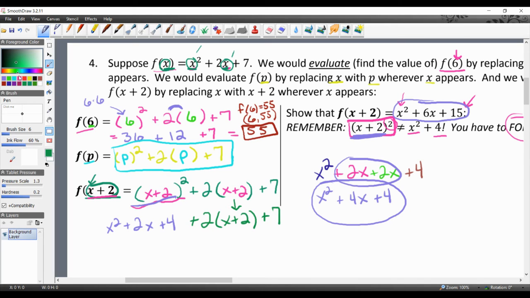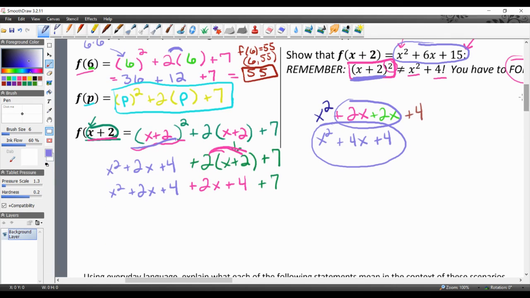And we're going to distribute next. So I would go ahead and do this piece right here. 2 times x is 2x, positive. 2 times 2 is 4. Hopefully I'm not getting too messy here with my work. Bring down the 7. Bring down all this, so x squared plus 2x plus 4. I'm going to scroll down just a little bit, and we're going to combine all like terms at this point.